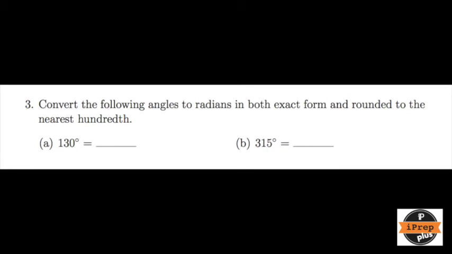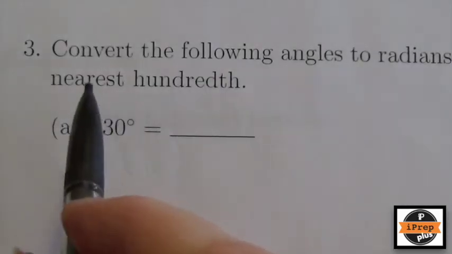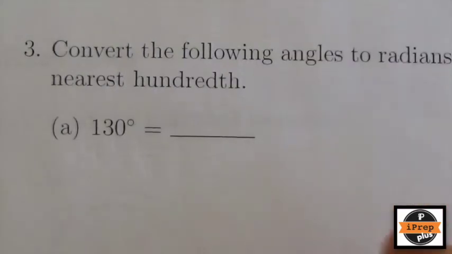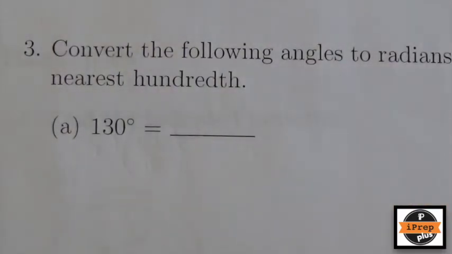Example 3. Now this question says, convert the following angles to radians in both exact form and rounded to the nearest hundredth. Okay, so we start with 130 degrees.